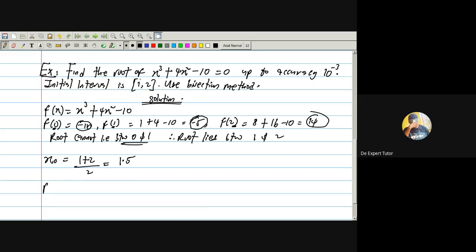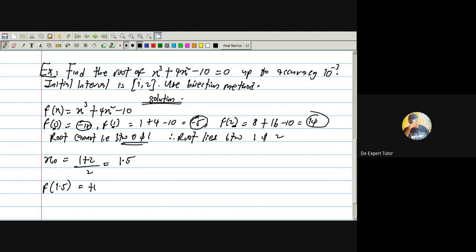Now, let's find f of x naught. That's f of 1.5. If I put 1.5 there, just tell me, will the answer be positive or negative? After you bisect, put your answer inside the equation to know what the sign will be. 1.5 cubed plus, what will it be? Will it be positive or negative? Do you have a calculator with you? Positive. Yes. Okay, it's positive. Exactly.